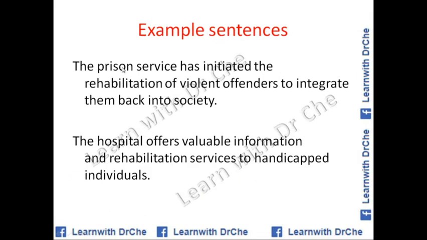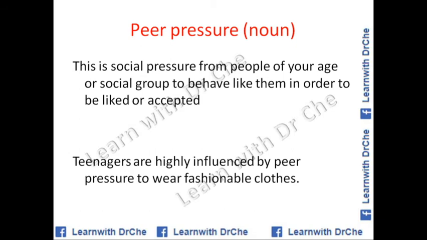Example sentences can be: the prison service has initiated the rehabilitation of violent offenders to integrate them back into society. So that when they leave the prison, they are good citizens. So they are doing rehabilitation of violent offenders. Offenders is equal to criminals. The hospital offers valuable information and rehabilitation services to handicapped individuals. Handicapped is less used these days. People use other words. I will explain in the topic of health.